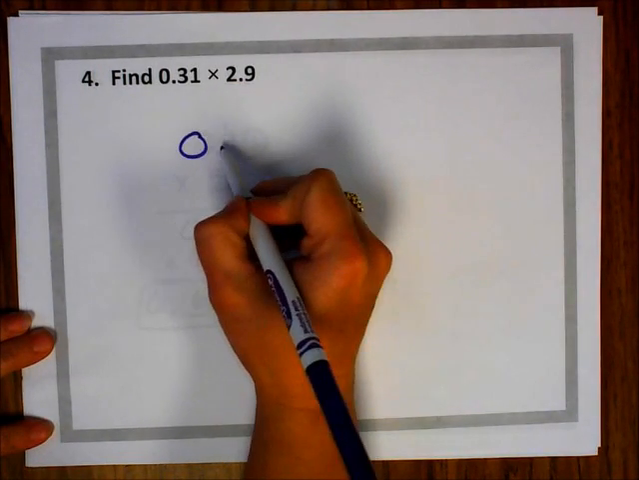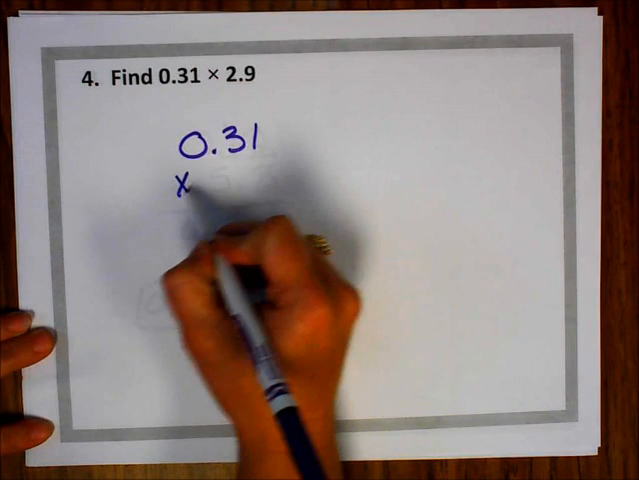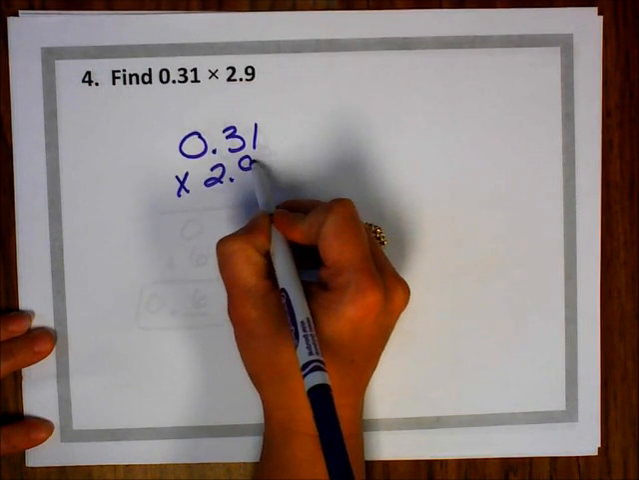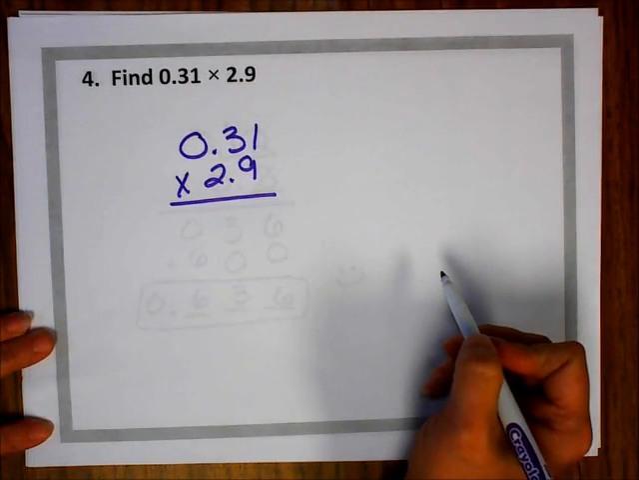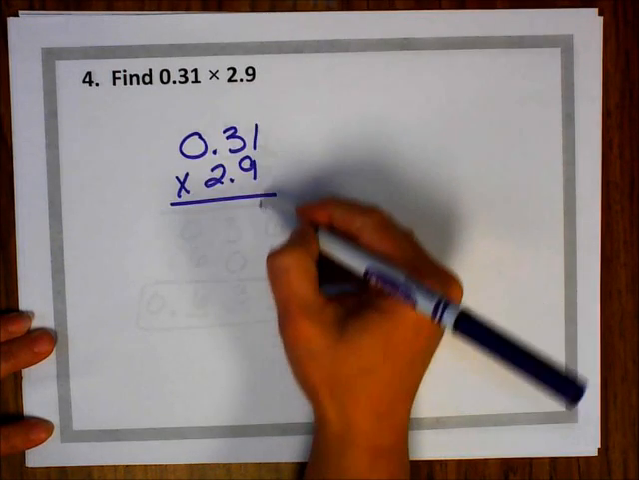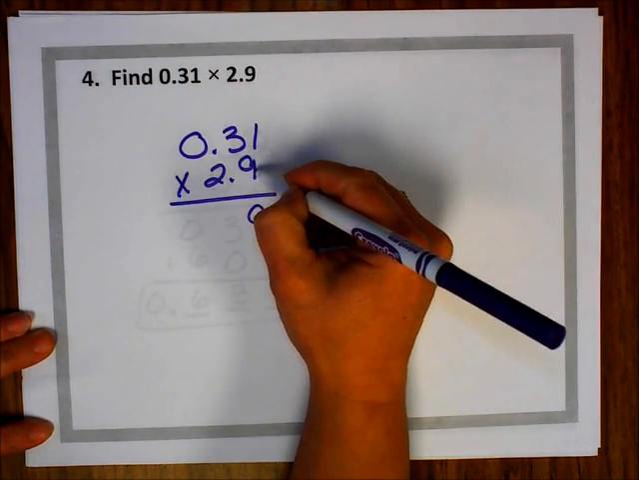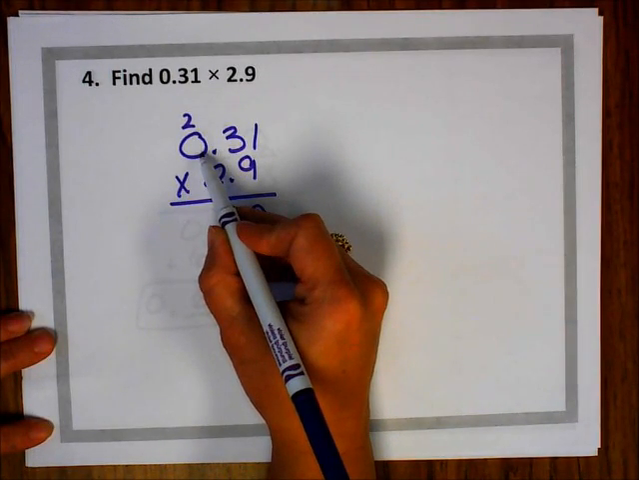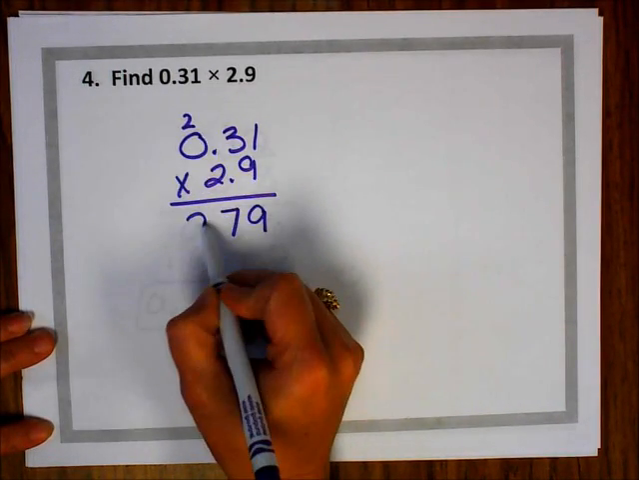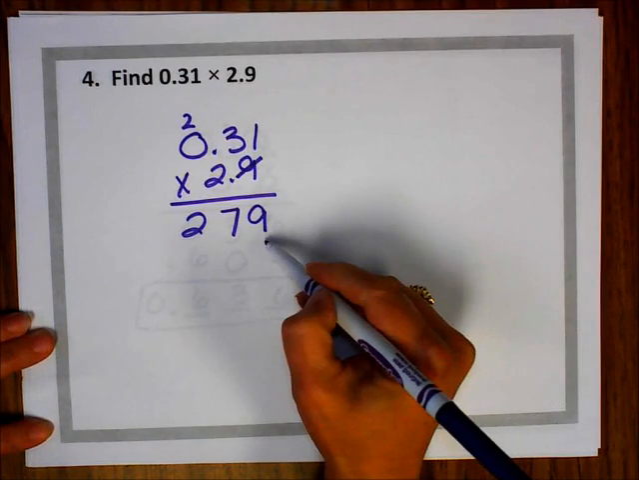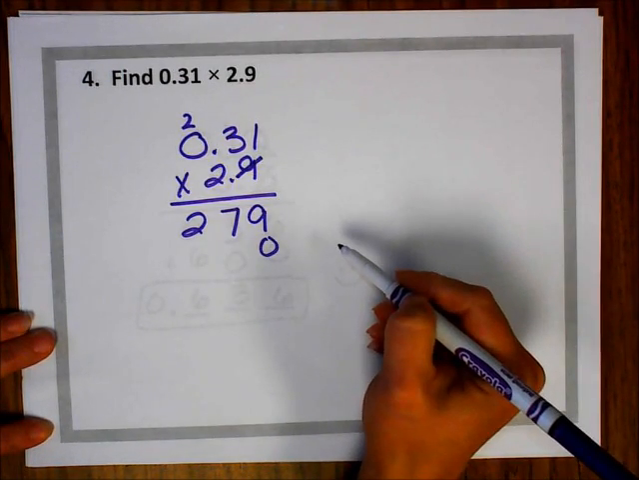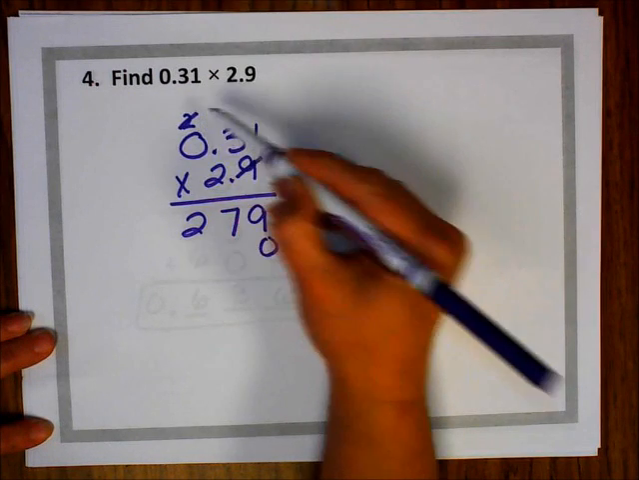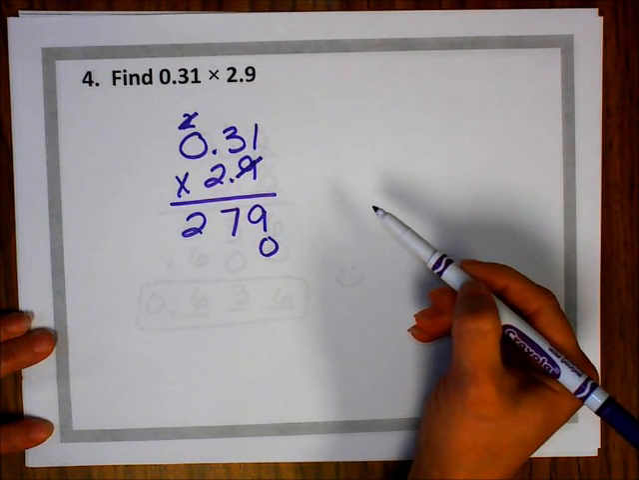Okay, let's check your work. You had 31 hundredths times 2 9/10. So let's multiply. 9 times 1 is 9. 9 times 3 is 27. Carry the 2. 9 times 0 is 0. 0 plus 2 is 2. I'm finished with my 9. I'm going to mark it out and add my 0. I like to mark out my 2 so I don't accidentally use it again.